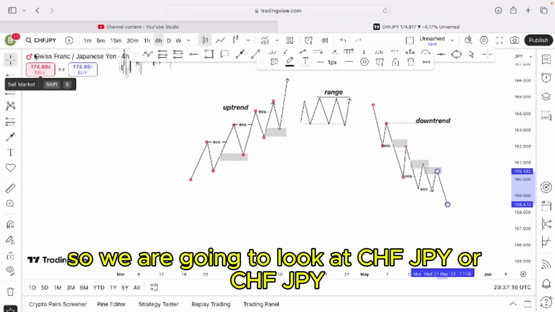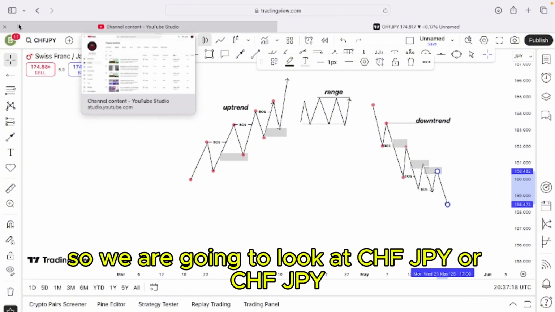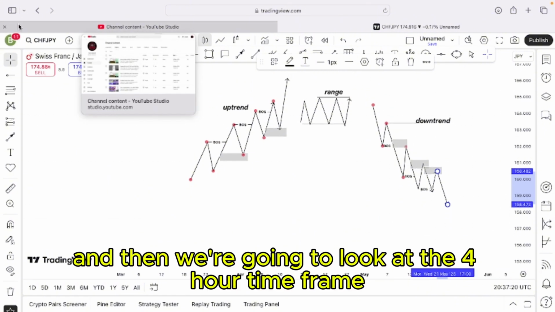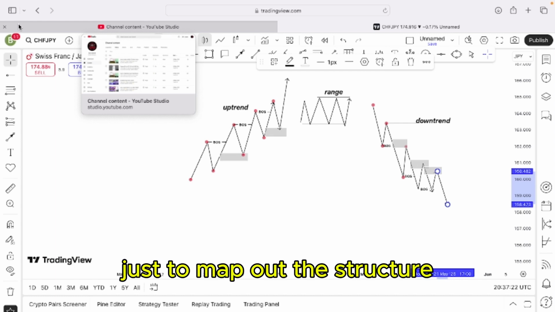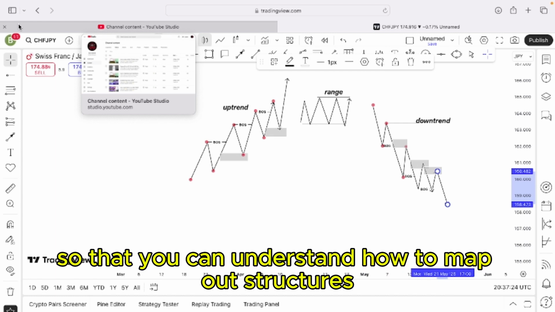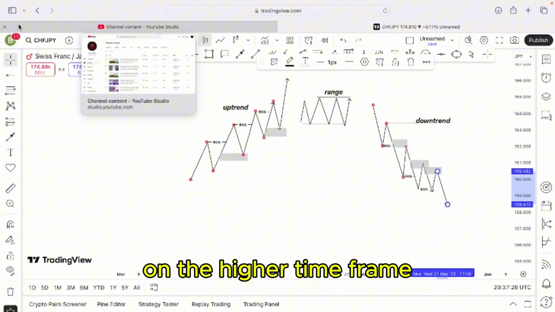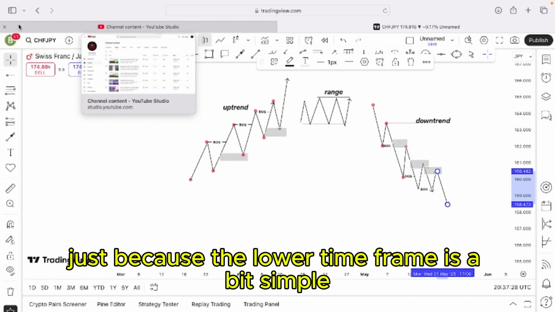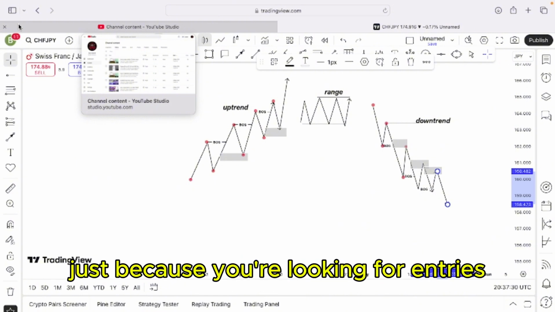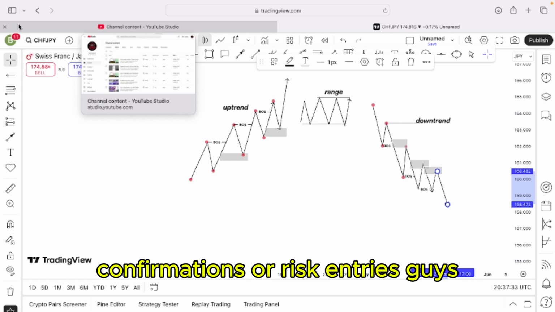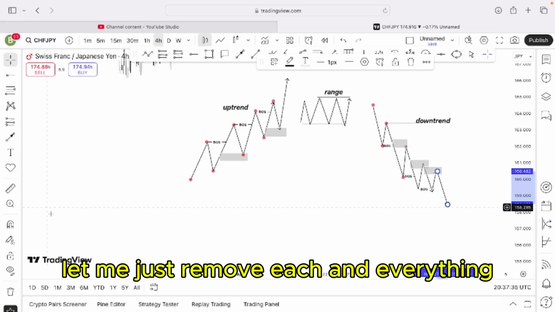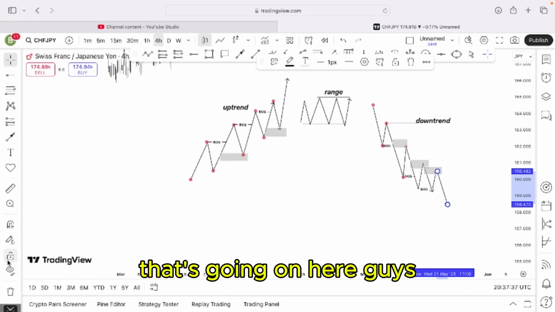So we are going to look at CHF JPY, and then we're going to look at the 4-hour time frame just to map out the structure, so that you can understand how to map out structures on the higher time frame, just because the lower time frame is a bit simple, just because we're looking for entries, confirmations, or risk entries, guys. Now, let me just remove each and everything that's going on here.